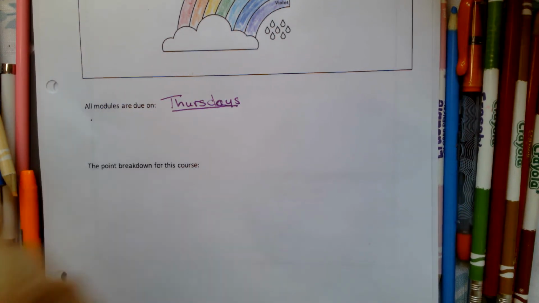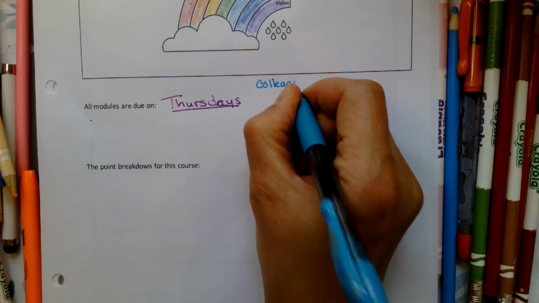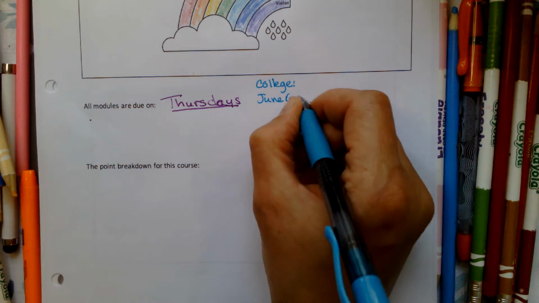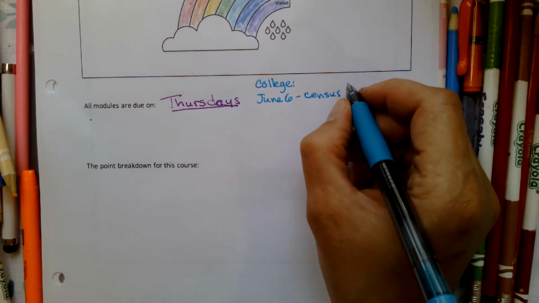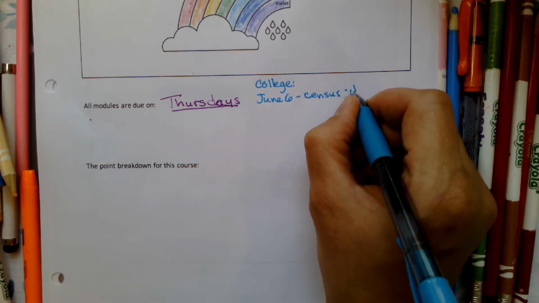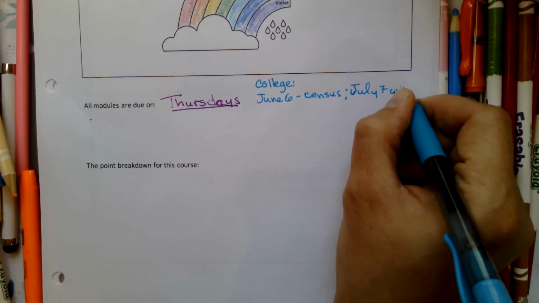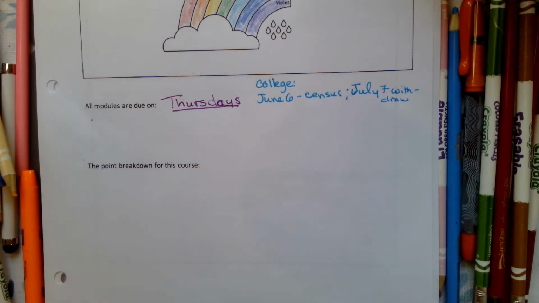So first, let's get clear that there are two dates important for the college. The college picks these days. So the census date, which is Are You Here, is June 6th. That's a Tuesday. And then last day to withdraw is July 7th. I write these things and I still don't make enough room for myself. So these are the two important college dates.